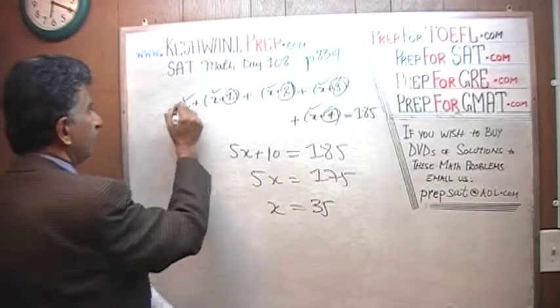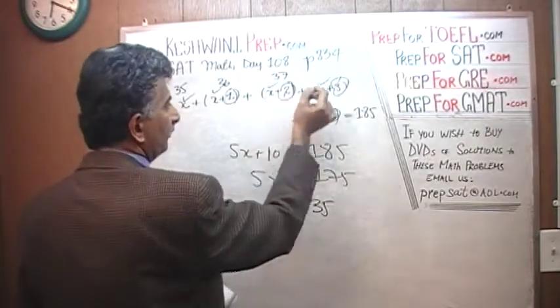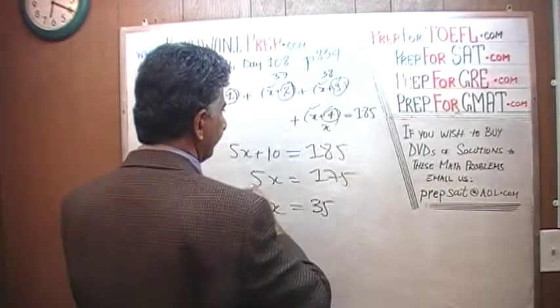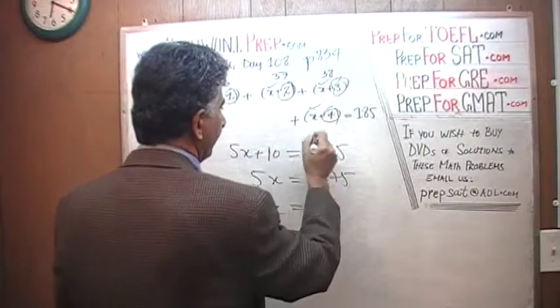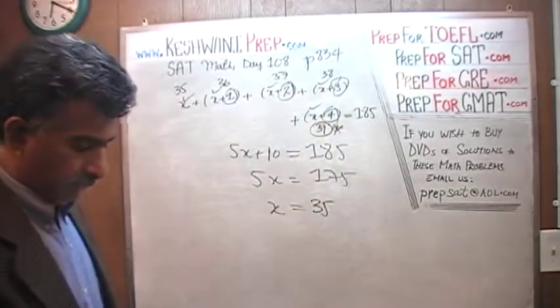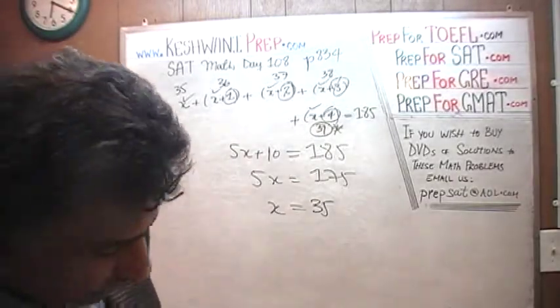Therefore the largest number is going to be 35, 36, 37, x plus 2, x plus 3 would be 38, 39, and there you go, that's our largest number. The answer is 39. So that's another way we could have done this problem. Let's do the next one, number 13.